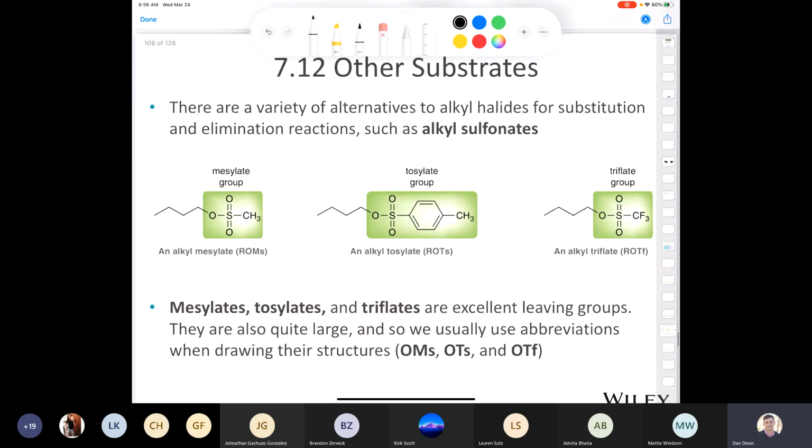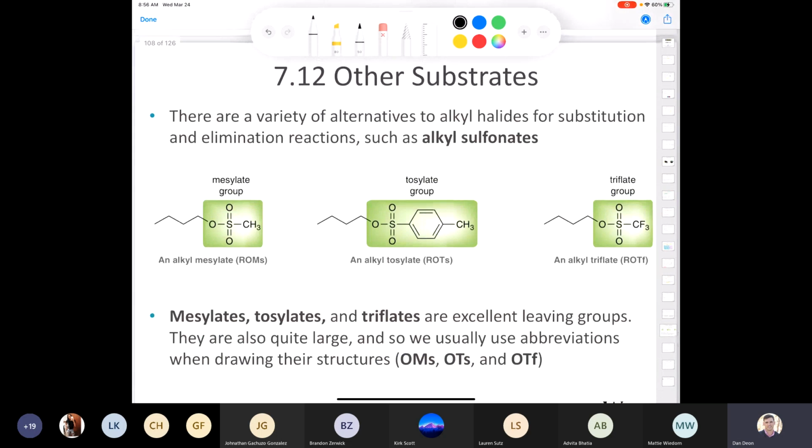All right, well, let's move on from there and talk about section 7.12, which deals with other substrates. So besides alkyl halides, you might be wondering, is there anything else that could behave as a leaving group? And the answer is absolutely. So besides halides, so we've looked at alkyl chlorides, alkyl bromides, alkyl iodides. There are options for other good leaving groups, and those would be what are called alkyl sulfonates.